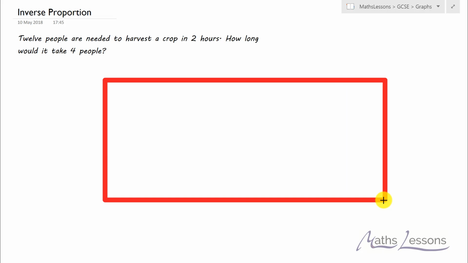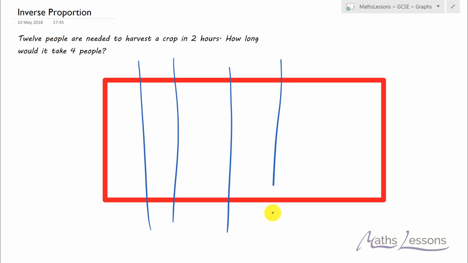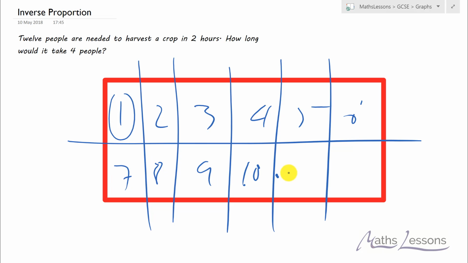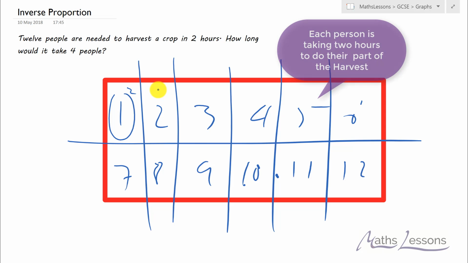Well, let's say we've got an imaginary crop, okay? Here it is, there's our crop. The field that big. And what we're going to do is divide this up into 12 sections. Imagine these are all equal in size. So that is one person working on their section. So you've got 2, 3, 4, 5, 6, 7, 8, 9, 10, 11, 12 people working on this crop. And so the time that one person is going to take to do this crop is 2 hours for that person.